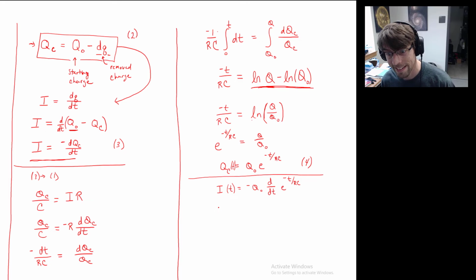Good? Awesome. So we have our current as a function of time is equal to, well, the negative and the negative cancel out, so I end up with a positive again. I get Q naught. The time derivative of the exponential is just the exponential again. And of course I have to chain rule it, so I end up with an RC out here.